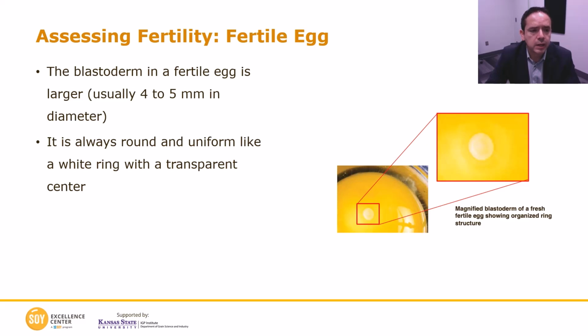Now, the blastoderm in a fertile egg is larger. Usually, it's going to be 4 to 5 millimeters in diameter instead of 2 millimeters, and it is always round and uniform, like a white ring with a transparent center.